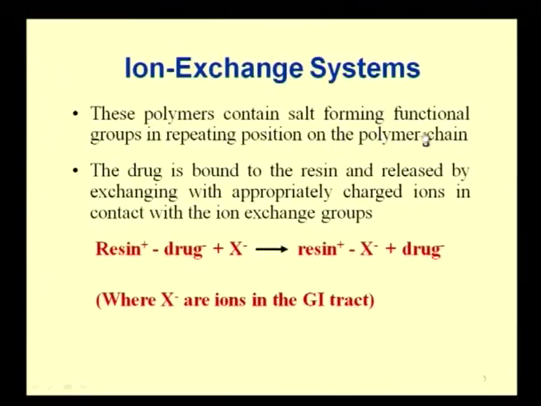And these polymers basically contain salt forming functional groups in repeating positions on the polymer chain. The drug is bound to the resin and released by the exchanging process with appropriately charged ions in contact with the ion exchange groups. This can be schematically explained by this reaction, where we have the basic polymer exchange resin.